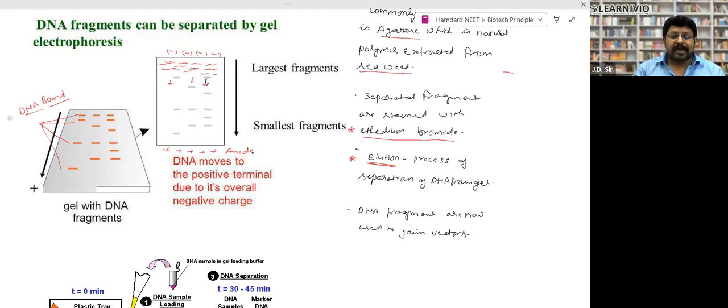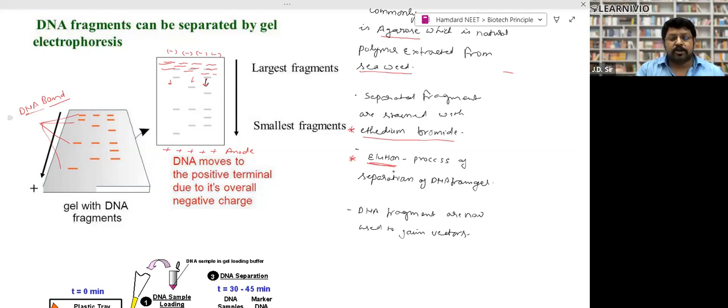Then we take out that DNA. We separate DNA from this gel. The process of separation of DNA fragment is called elution. This question has been asked many times. Ethidium bromide has been asked, elution has been asked, right? After the elution, it means we have taken out the DNA from that nitrocellulose film or that nylon film.